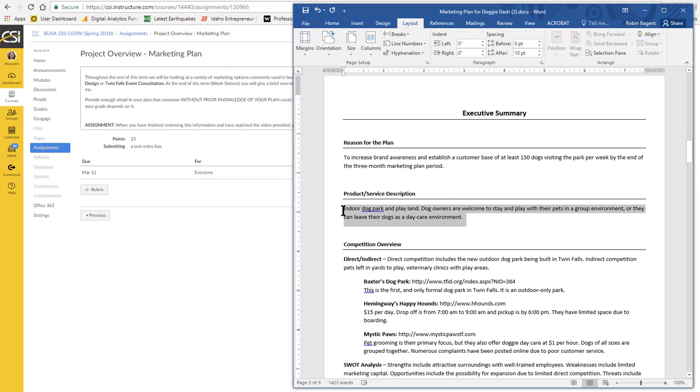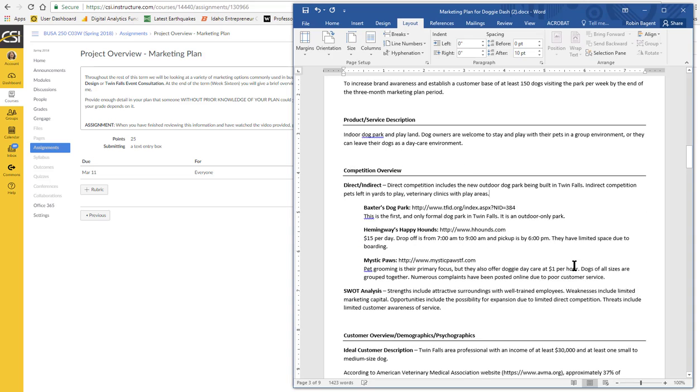Next is your product and service description, depending upon whether you're doing a product or a service. And you're explaining what it is that you're marketing. As I mentioned before, are you marketing Kellogg's, or are you marketing cornflakes, or are you marketing peanut butter? What is it that you're working with going forward? You need to establish that right at the beginning.